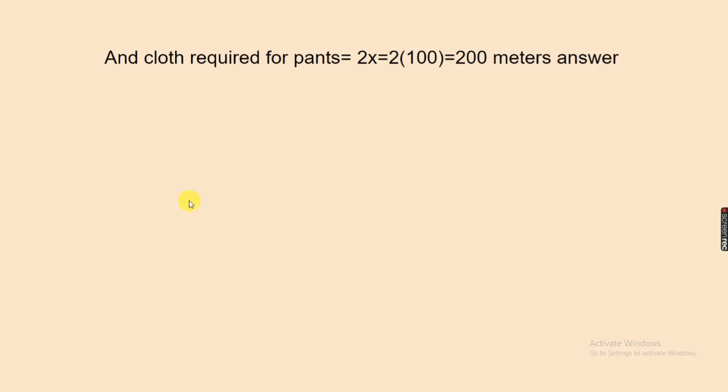And cloth required for pants is equal to 2X, that is, cloth required for one pant is equal to 2 meters. How many trousers do we have to make? 100. So the total cloth required is equal to 200 meters. So this was asked in our question, and here is our answer.